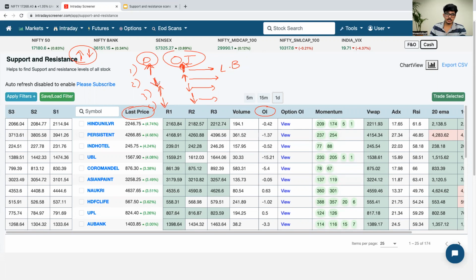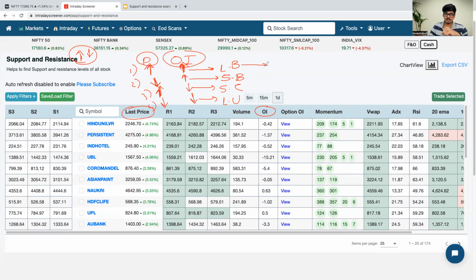When the price is falling down and open interest is going up, what buildup is happening in that specific stock? When price is going up and open interest is falling down, that means short covering is happening in that specific stock. When price is falling down and open interest is also falling down, we could clearly say that long unwinding is happening in that specific stock.